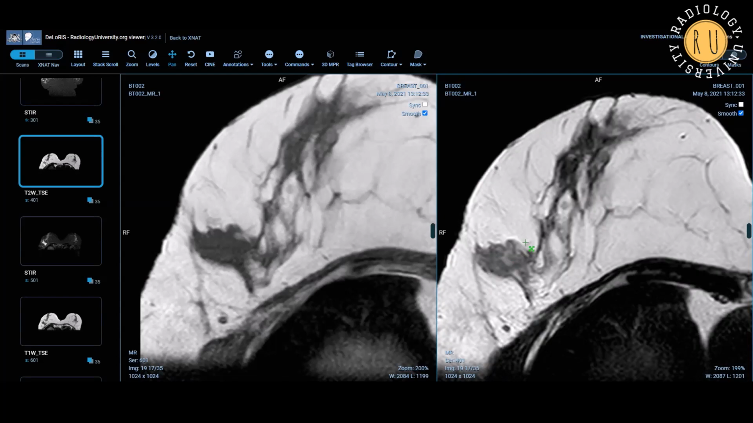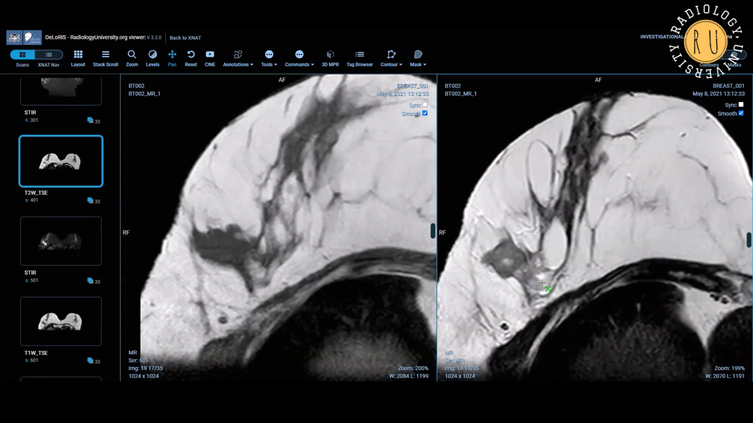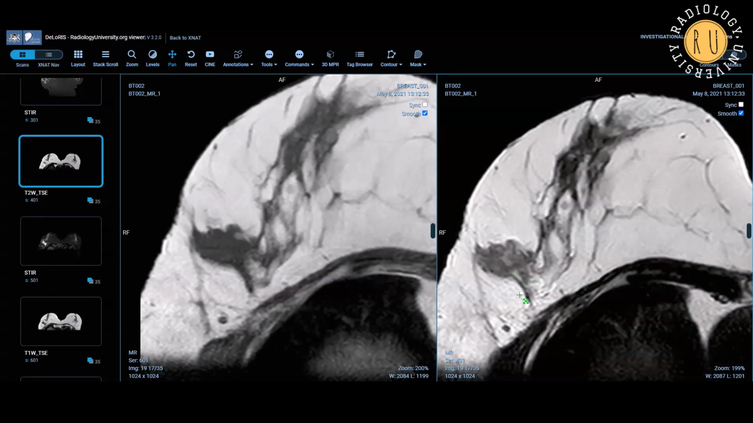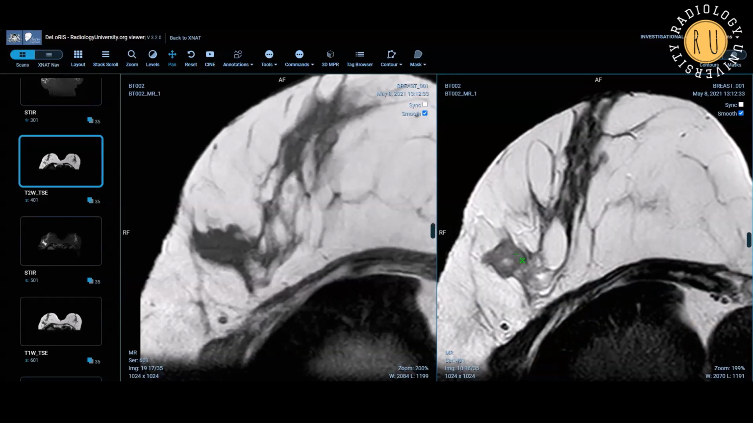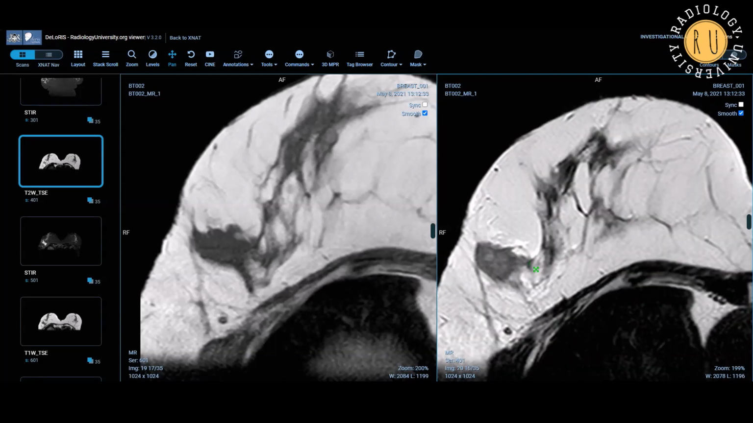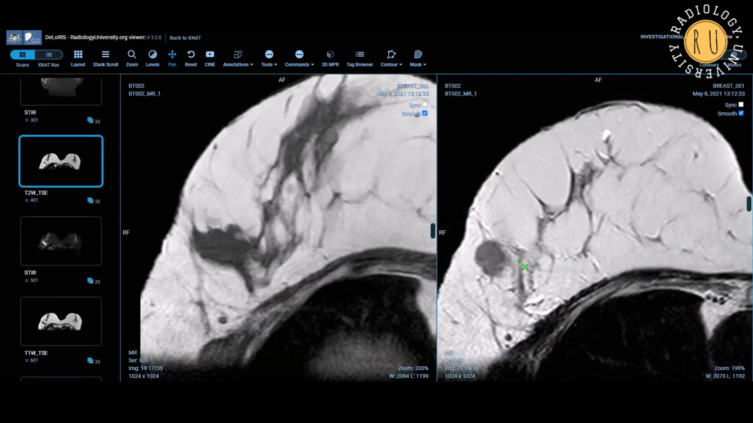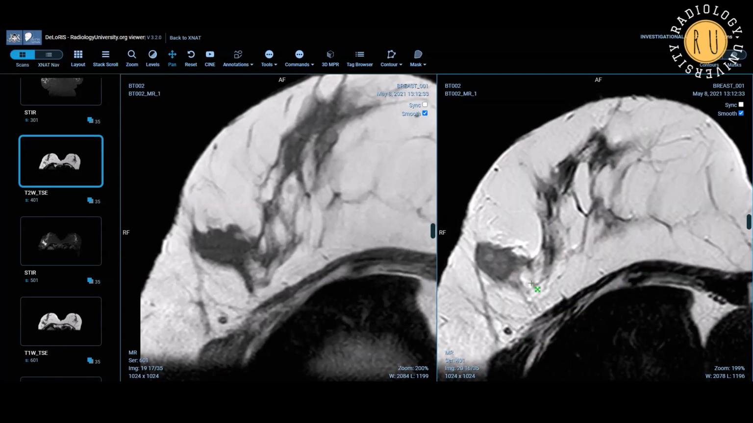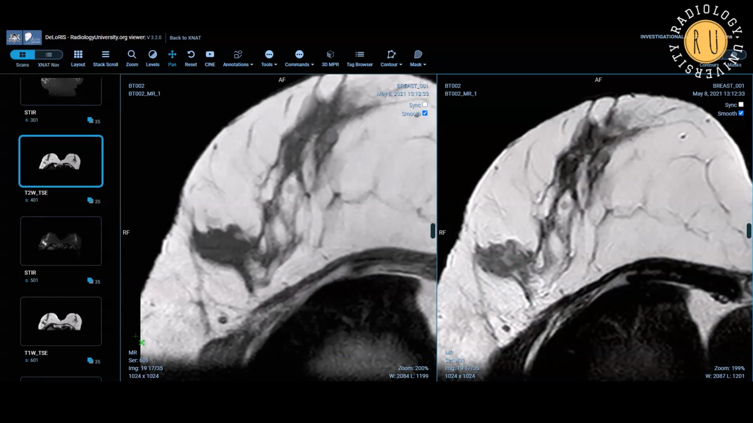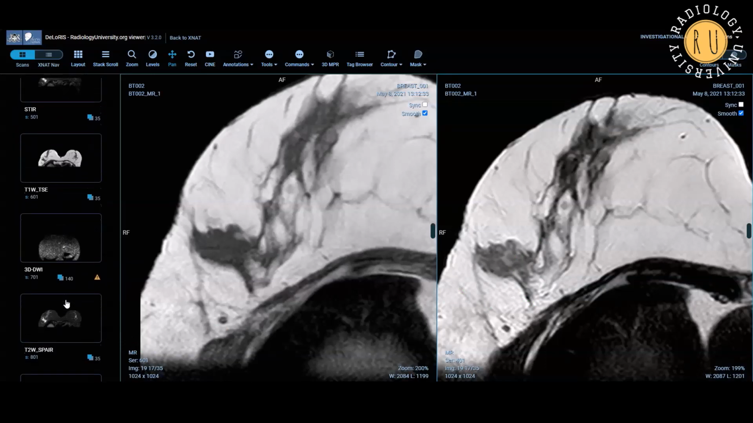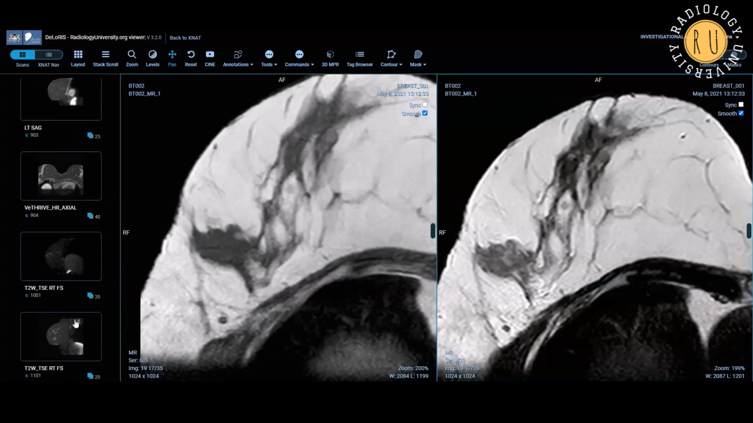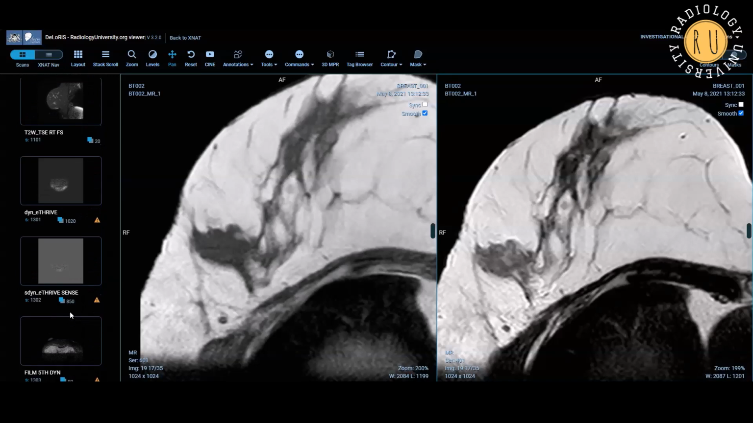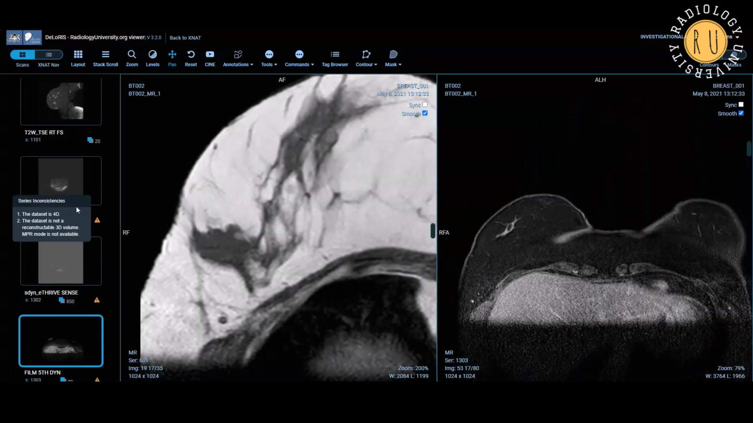What other things would you describe, like architectural distortion? You could also have commented more on the spiculations. Even though you said that it is microlobulated, there are some definite spiculations there on T2. Spiculations really go towards malignancy because they cause surrounding architectural distortion. Diffusion, you picked up nicely that it is showing diffusion restriction. Most breast cancers will show diffusion restriction.